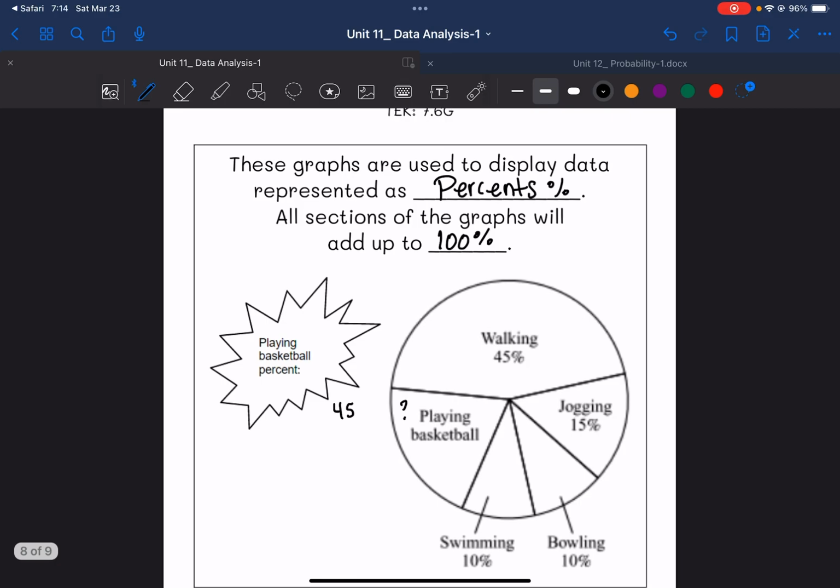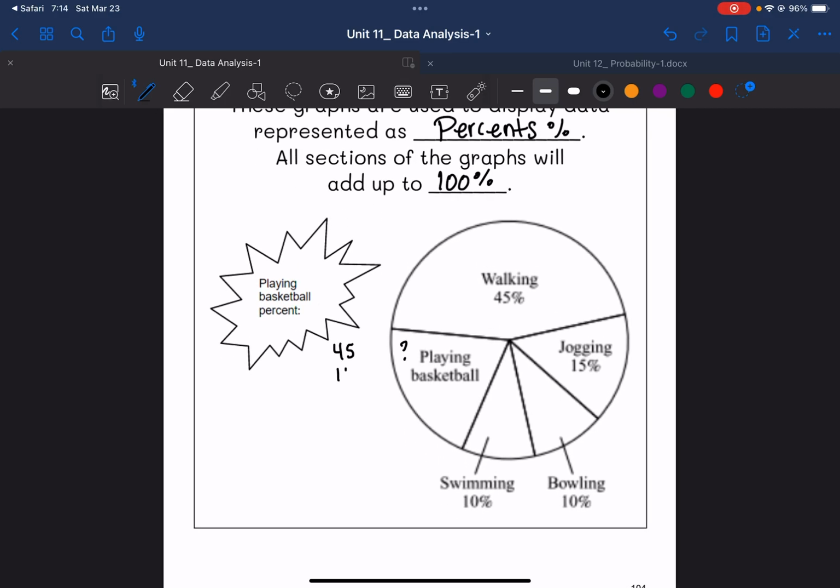All right, so jogging is 15%, bowling is 10%, swimming is 10%, and then here we don't know what basketball is. So we're going to add 45 plus 15 plus 10 plus 10. That's going to be 10, 4, 5, 6, 7, 8. So what we do is 100 minus 80, and that's going to be 20. So this basketball is 20%, okay? That's all there is to this one, okay? Just make sure that when you have a question with circle graphs, you first pay attention to this. If they are all there, if there is no percents missing, you go to answer the question, okay?